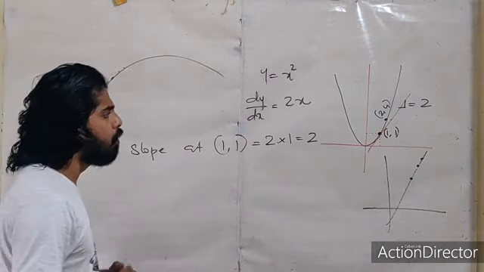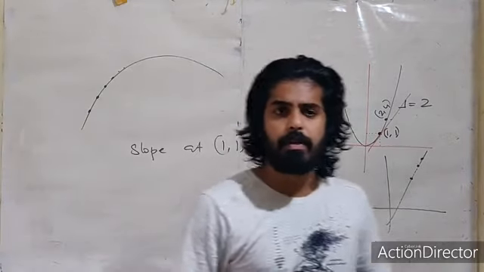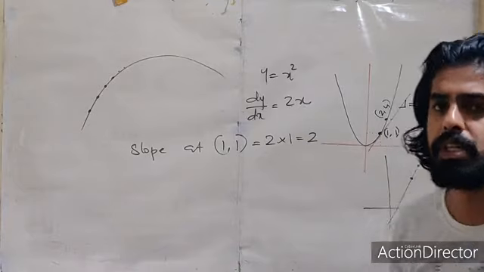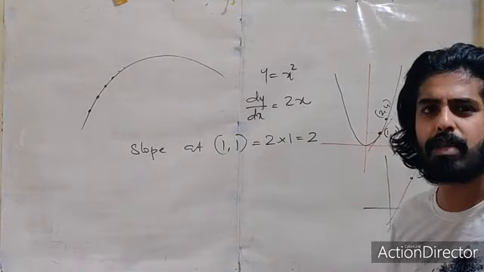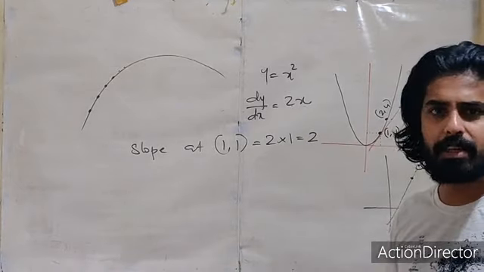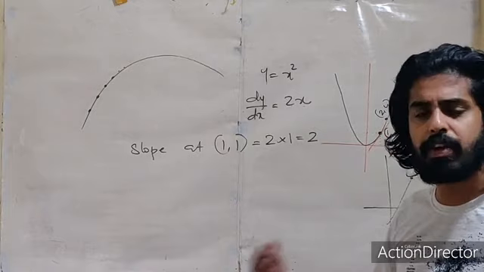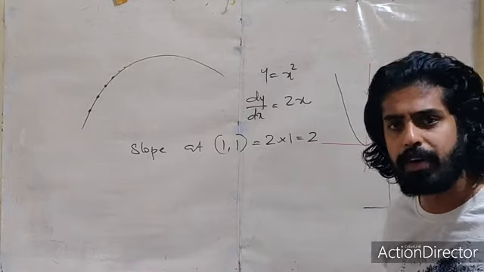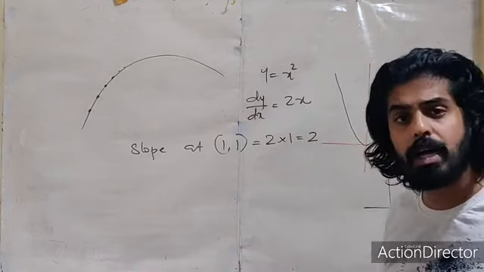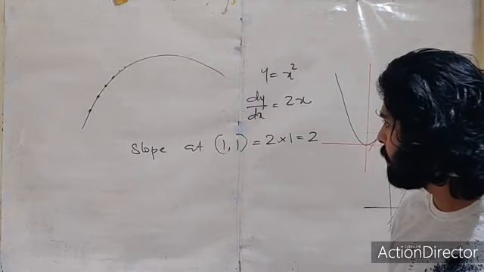Let's see how the questions will be asked from this topic. What kind of questions may be asked? The only concept to learn is to find the slope of the tangent. How will you find the slope of the tangent? You will differentiate and substitute the point. You will get the slope of the tangent. Let's see how a question is asked from this concept.